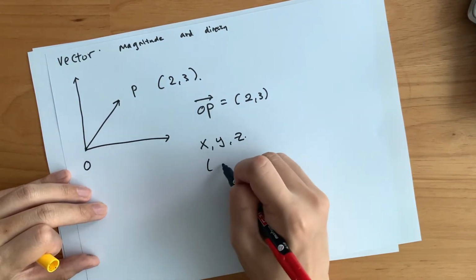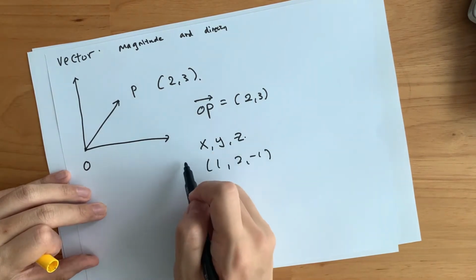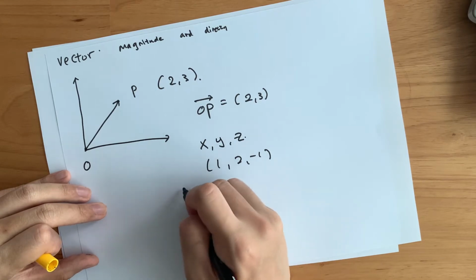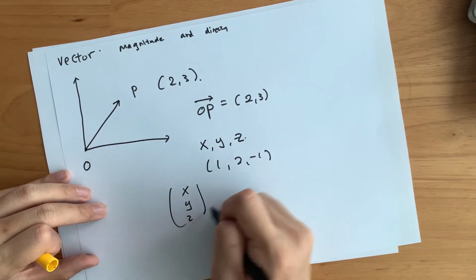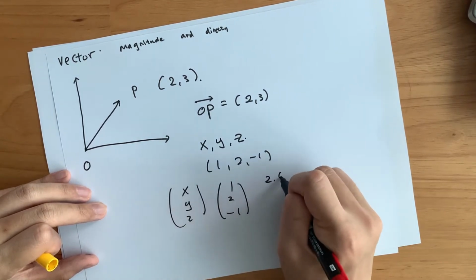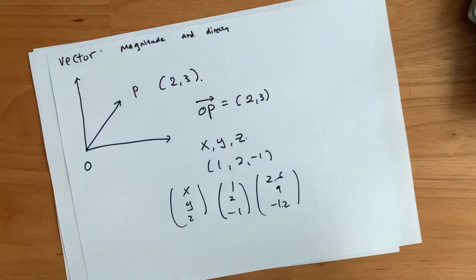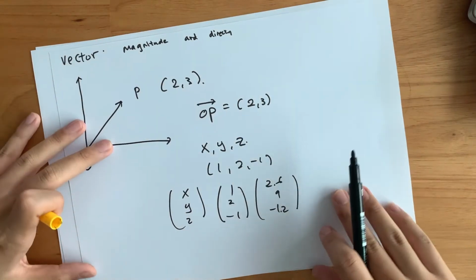For example, it can be written as (1, 2, -1) like a row, or as a column, like x, y, z: 1, 2, -1, or 2.69, -1.2, or something like that. So these are vectors, this is how you represent them, in rectangular coordinates. It's not that bad, right? So let's go to the next lecture.